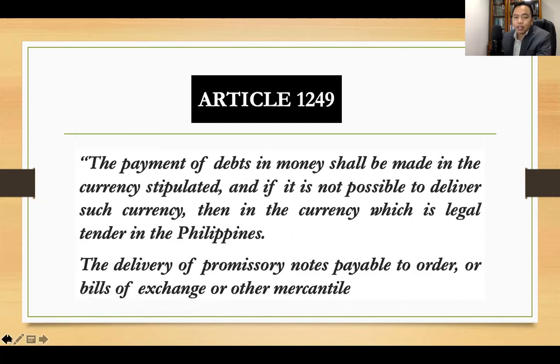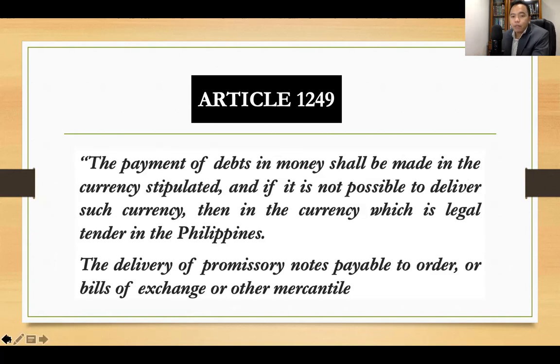So Article 1249 provides for the kind of currency which is to be used in terms of payment. In case of default, or in case the parties did not agree on the currency, it can only be paid in the legal tender in the Philippines, which is the Philippine peso. That is our currency. But the parties may stipulate on a different currency depending upon the agreement between the parties. Okay.